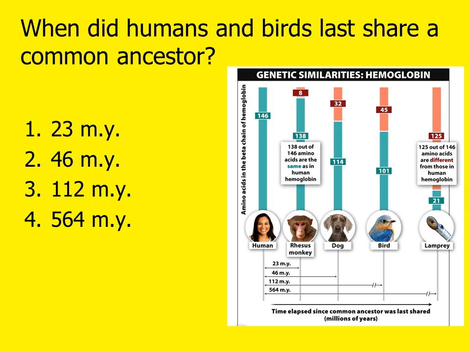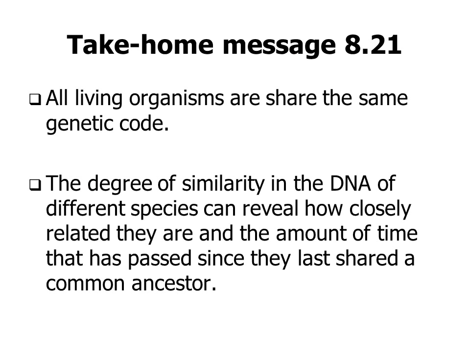Okay, so now you need to also look at the bottom of this graph and try and interpret this information to answer, when did humans and birds last share a common ancestor? The answer is 112 million years ago. Versus if we go out and look at that eel, the common ancestor was 564 million years ago, so a lot longer. And that's why we have a lot more differences between us and an eel, because it's been a longer time. So all living things share the genetic code, and the degree of similarity in the DNA of different species can reveal how closely related they are and the amount of time that has passed since they last shared a common ancestor.